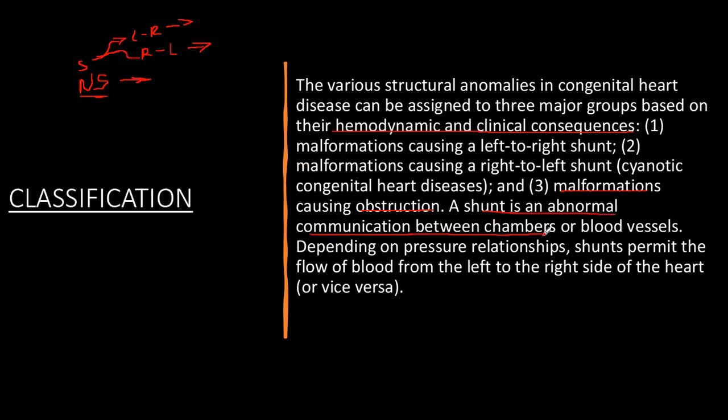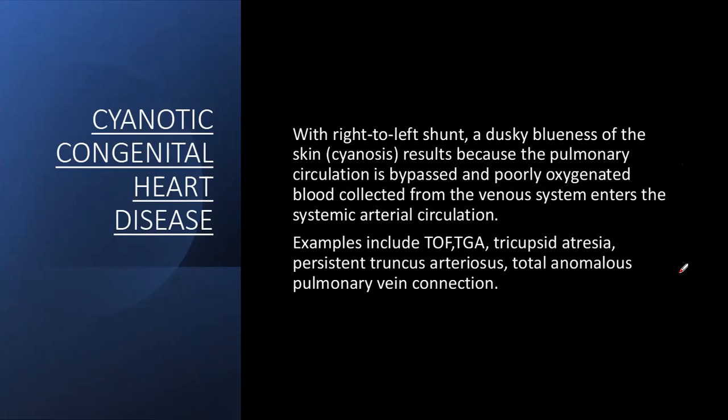Now, a shunt is just an abnormal communication between heart chambers or blood vessels. Depending on the pressure relationships, shunts permit the flow of blood from the left to the right side of the heart, or vice versa. Okay. And let's look at cyanotic congenital heart diseases. These are now your right to left shunt anomalies.